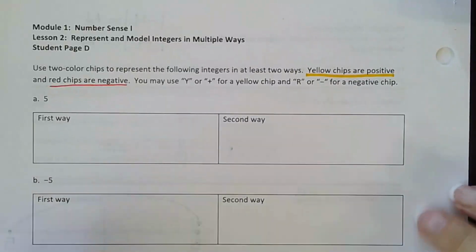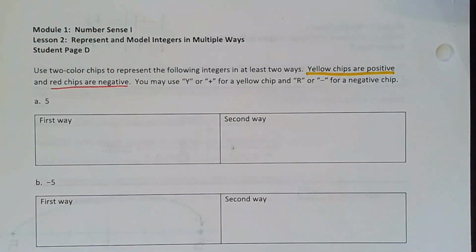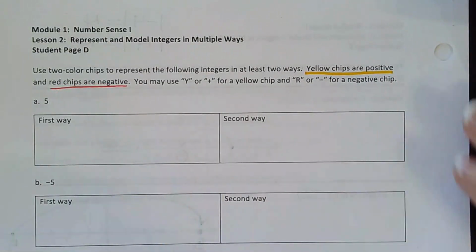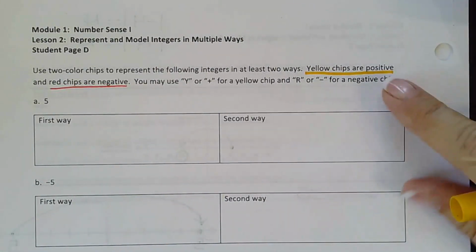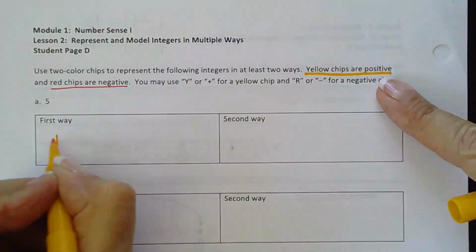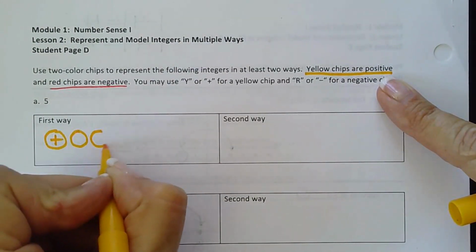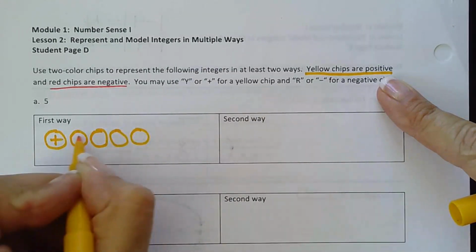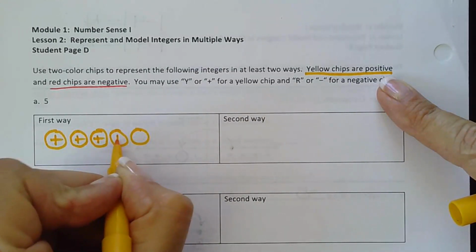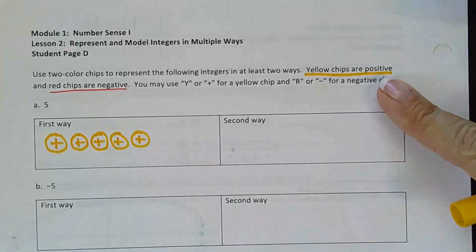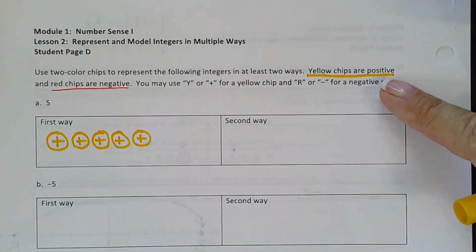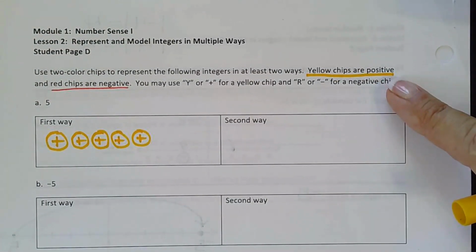So when I see positive 5, and I'm just going to use plus signs and minus signs, I know it's going to be 5 yellow chips. That would be the easiest way to represent it. 1, 2, 3, 4, 5. And so now you're probably going, what's she talking about? How could we represent positive 5 any way other than just 5 positives?